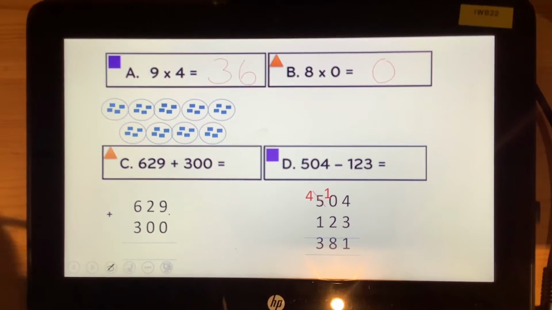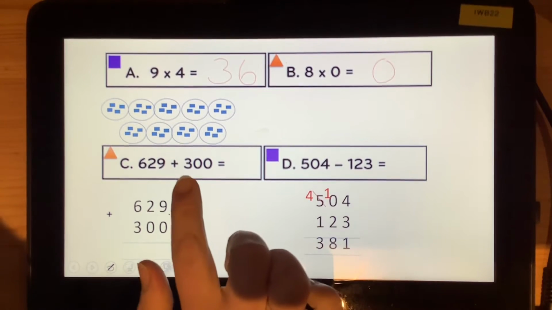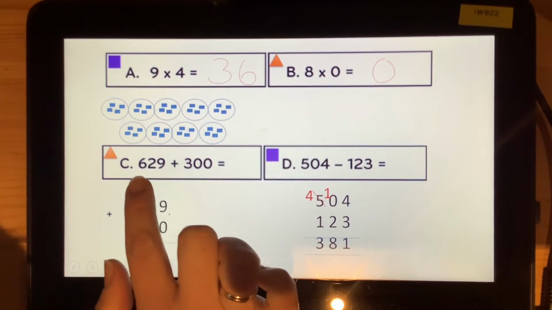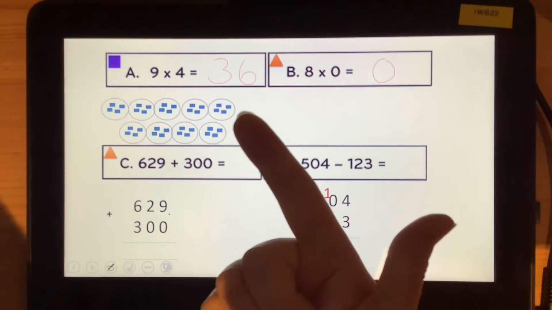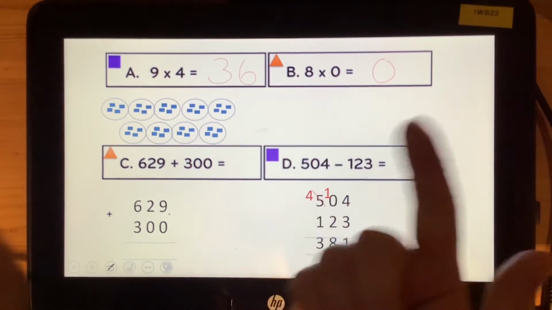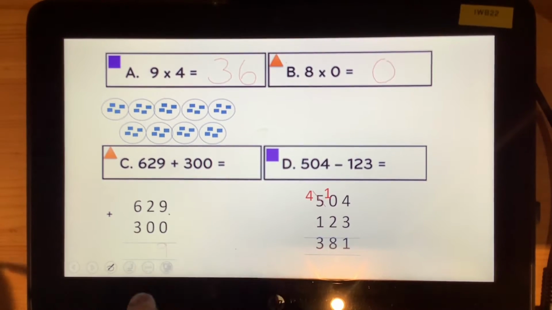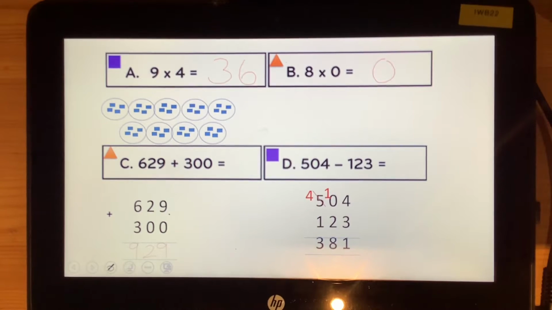Let's have a look at this. I've got 629 plus 300. Hopefully you could have done this one mentally, because if you look, you are just adding 3 hundreds. So you're just doing 629 add 100, 729, 829, 929, because you are just getting greater by 100 each time. If you wanted to do formal method, well, 9 add 0 is 9, 2 add 0 is 2, and 6 add 3 is 9. So the answer to that one was 929.